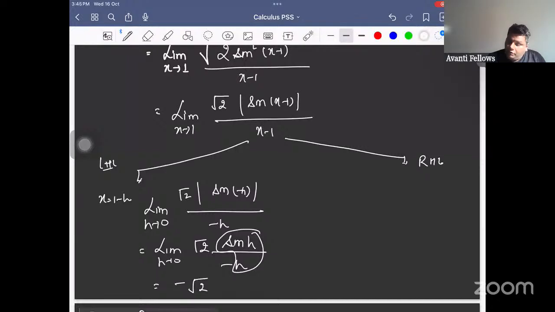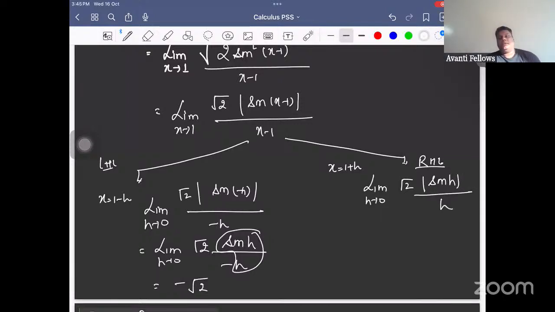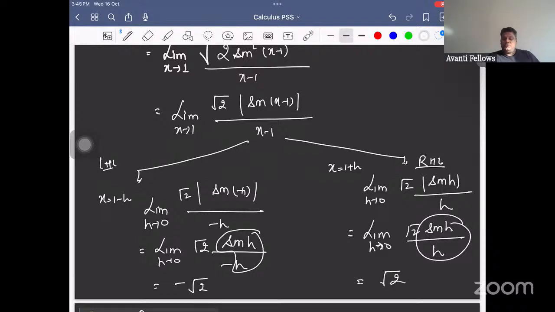Got it? Now you go with RHL. So you replace x as 1 plus h. So it is limit h approaches 0, root 2 times mod of sin h upon h. Am I correct? Now h is always positive. So it is limit h approaches 0, root 2 sin h upon h. This is 1. The answer will become root 2. So LHL is minus root 2, RHL is root 2. So what do you say? Limit does not exist. Correct? Have a look.